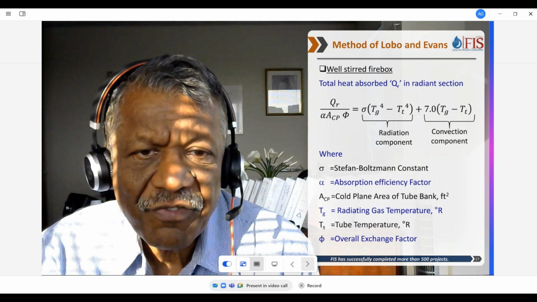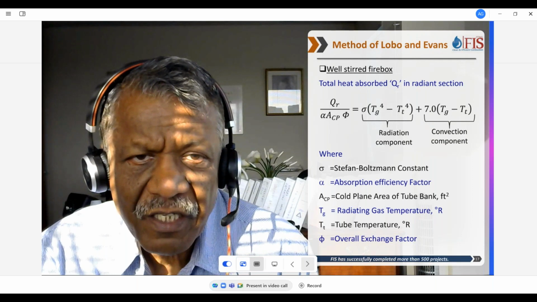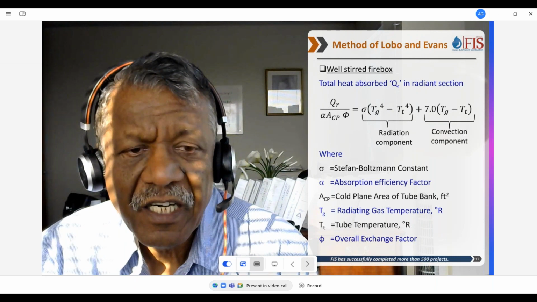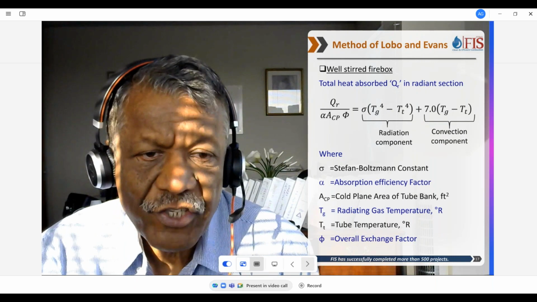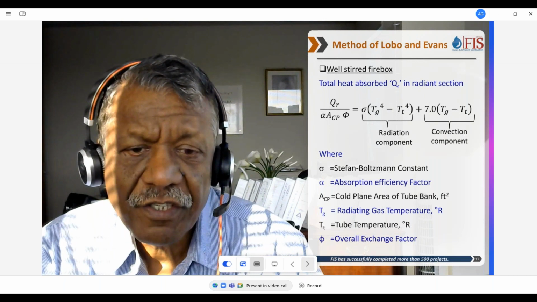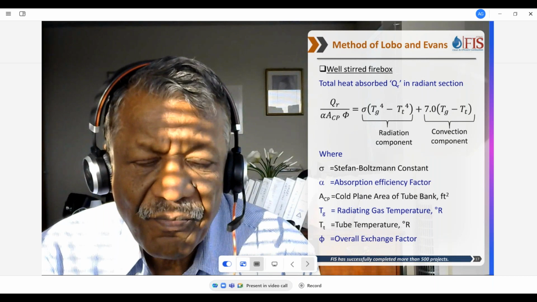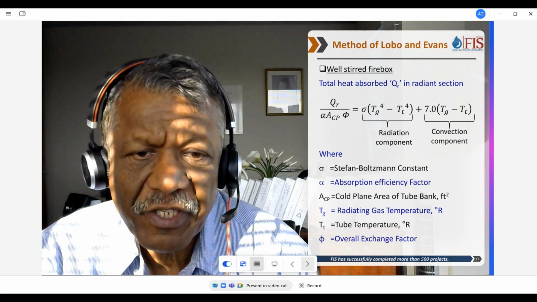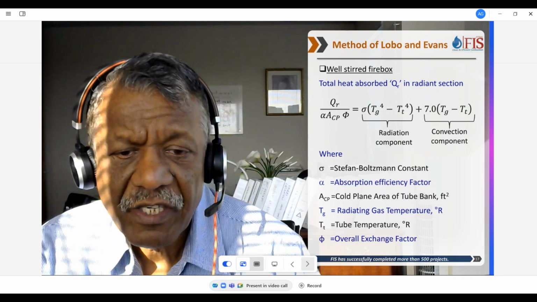But these three factors are the hallmark of Lobo Evans, that they kind of simplified the radiation section calculations. So this is the equation which is used with some minor modifications by almost all the heater vendors, including us, in all our calculations.